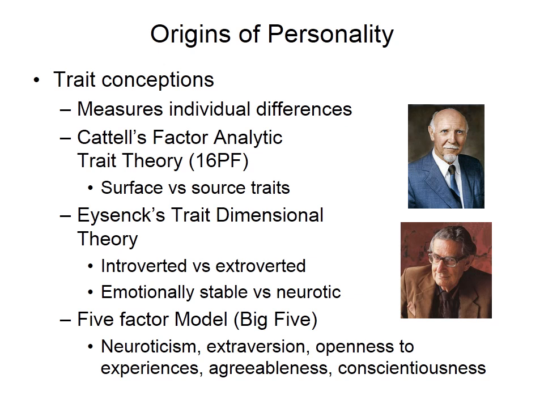So Cattell's factor analytic trait theory was one of the first ones. The 16PF basically found surface and source traits. And this is our first summing down from those hundreds of descriptive traits into constructs. And Cattell's factor had 16 personality factors. Eysenck's trait dimensional theory basically said that we can divide people into four broad categories of constructs that all interact with each other: introverted versus extroverted, emotionally stable versus neurotic.